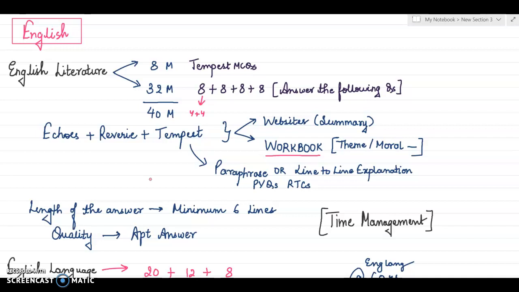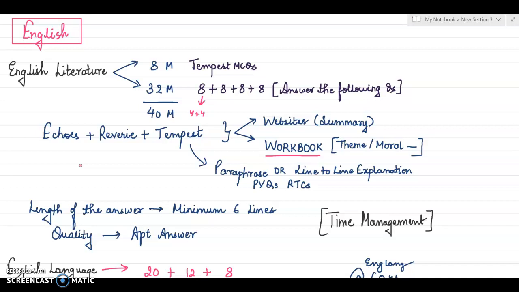If you don't know the length of the answer, it should be a minimum of 6 lines, and I'm talking about these 4-mark questions. You have to put all relevant details when you answer, because I've seen students writing irrelevant stuff which is not asked in the question. You may not lose marks, but you will not gain marks for that because you're not writing what is asked. So please write your answer according to what the question asks, what material it wants, and what answer it wants. Please be cautious about it.